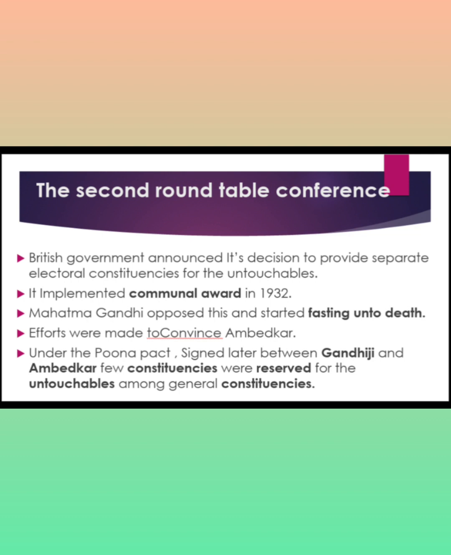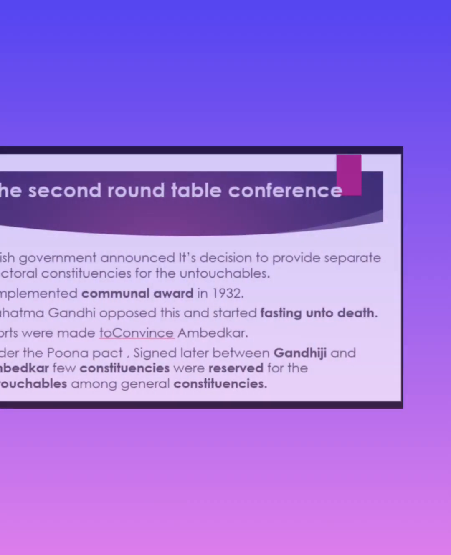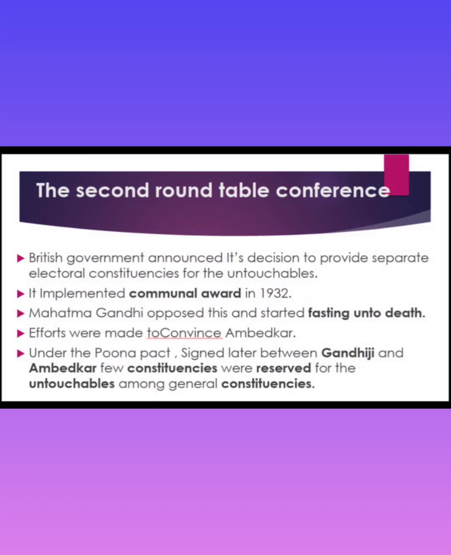But the British government announced its decision to provide separate electoral constituencies for the untouchables, and it implemented the Communal Award in 1932. Mahatma Gandhiji opposed this and started fasting unto death. Efforts were made to convince Ambedkar. As a result, the Poona Pact was entered.